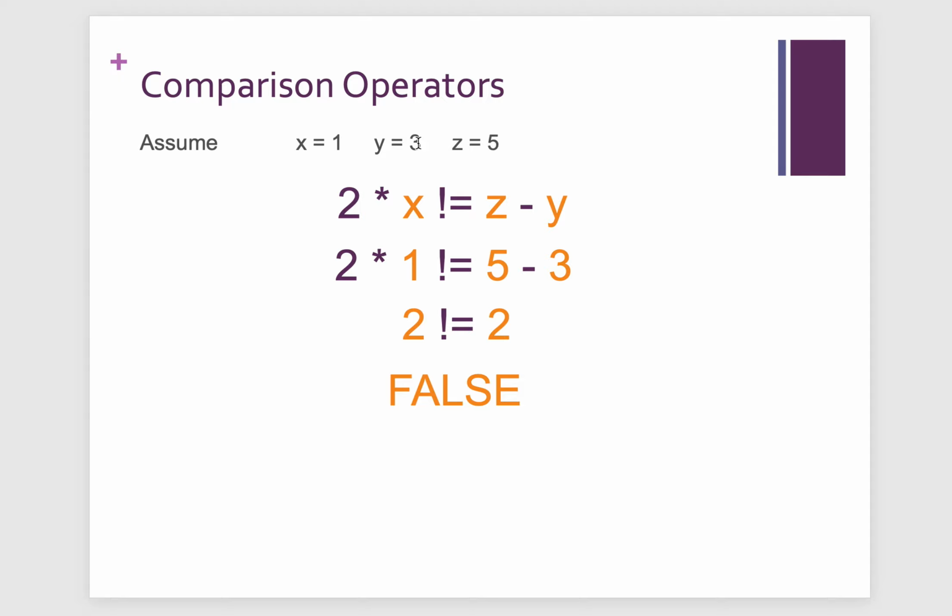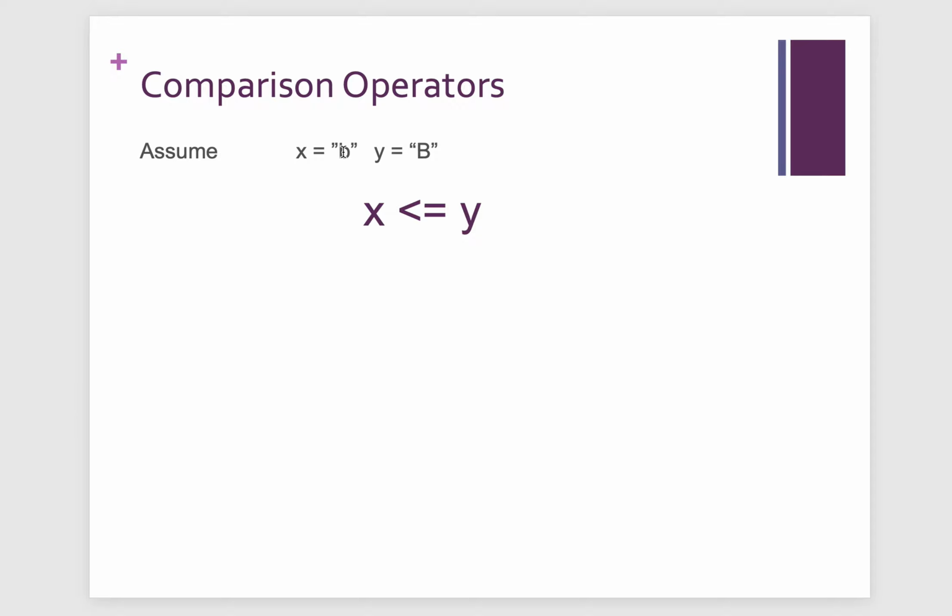We can not only compare numbers, which are numeric data, we can also compare string data. What happens if we had a variable that had a value of b and another variable that had a value of a capital B? Would little b be less than or equal to big B? Well, intuitively, we might think because this is a smaller letter and this is a capital letter, that may be true. But there's actually a way for us to determine this.